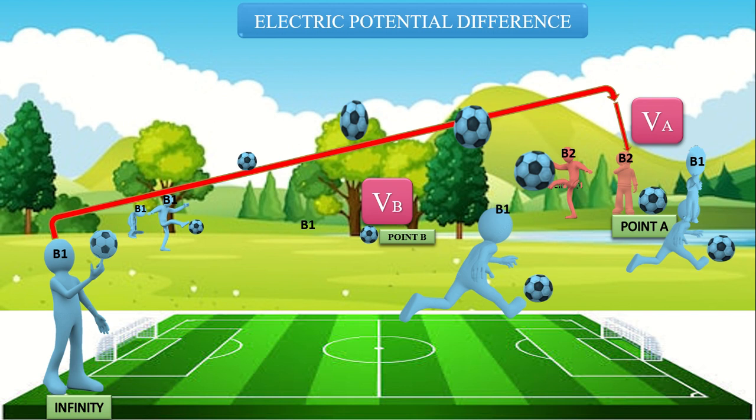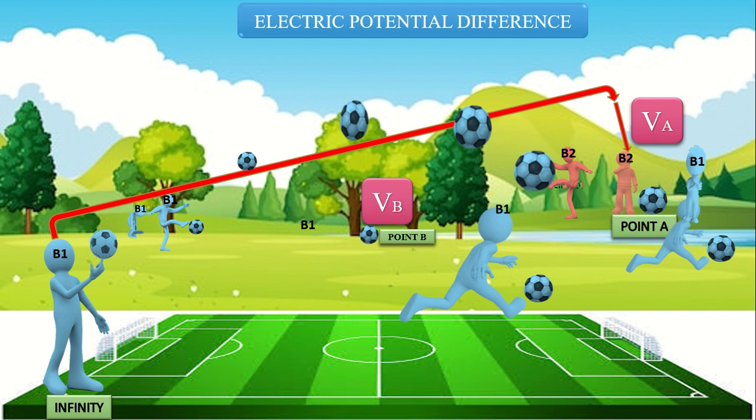At point A, the potential will be VA. At point B, the potential will be VB. So what will be the electric potential difference here? VA will be WA by Q. VB will be WB by Q. Here the potential difference is V = VA minus VB. This is the formula for potential difference.